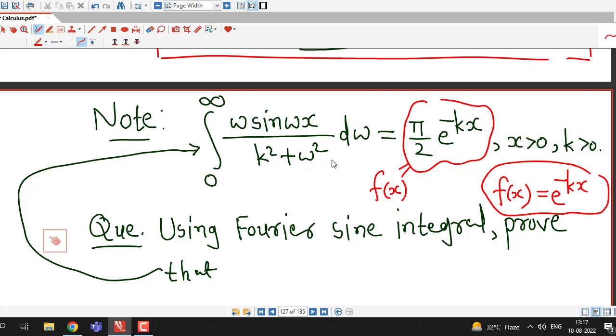Whenever you have this type of questions, that prove that value of this integral is given by this function, then you have to observe your integral. If your integral contains only sine omega x, then it is Fourier sine integral, and in that case consider your right hand side function as fx and find its Fourier sine integral.